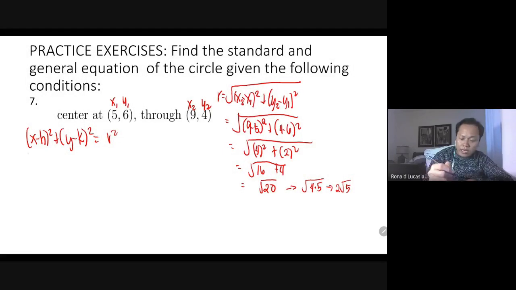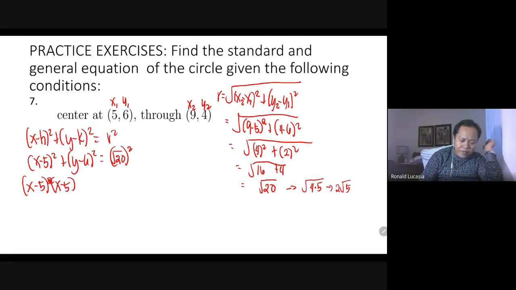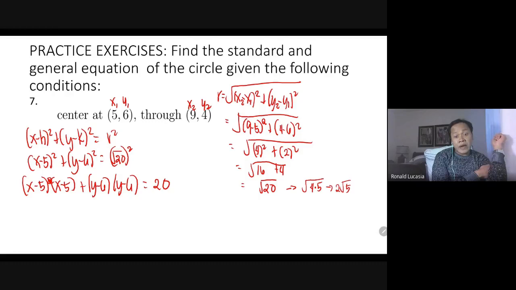Ang h mo dyan ay the x coordinate, it's x minus 5. Ang k natin dyan ay 6. Ang radius mo ay square root of 20. Kapag ni-raise ko kasi yan sa 2, matatanggal yung radical sign. Okay. So this will be x minus 5 plus y minus 6. Ito ay magiging 20 na lang, kasi matatanggal na yung radical sign, kasi yung index ng square root ay 2. Naka-raise siya sa 2, kaya siya mai-eliminate.